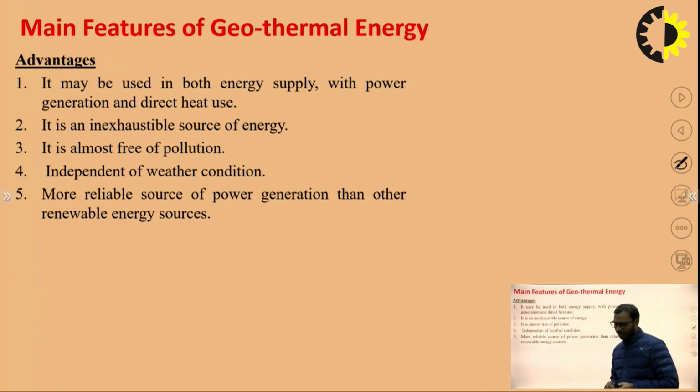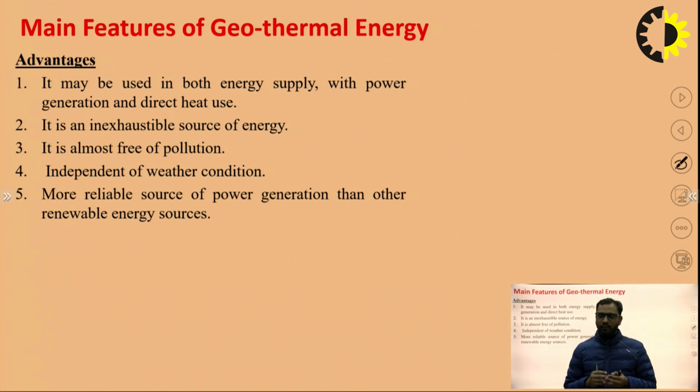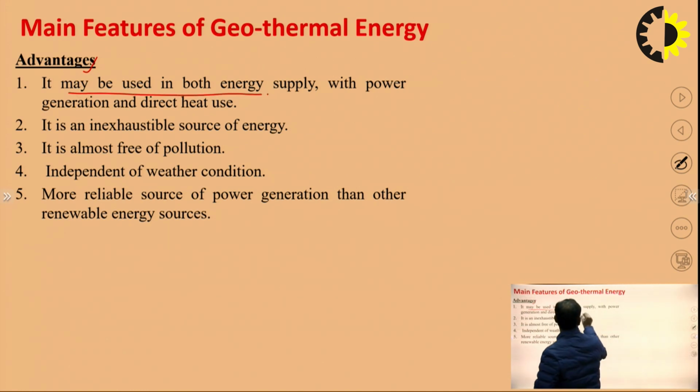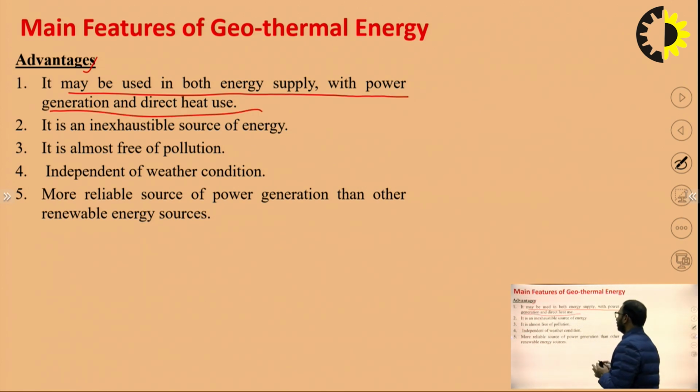Then I will discuss the main features of geothermal energy. In this, I will discuss the advantages, disadvantages, and the environmental impact of geothermal energy resources. So first of all, I will discuss the advantages. The first advantage of geothermal energy is that it may be used in both energy supply with power generation and direct heat use. So it can be used for power generation and direct heat use.